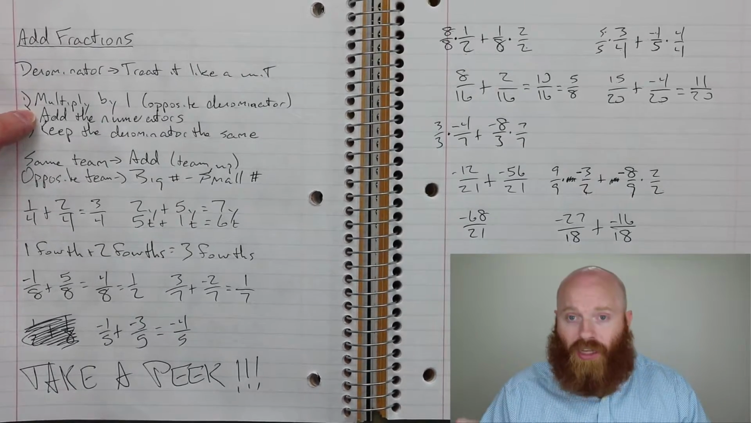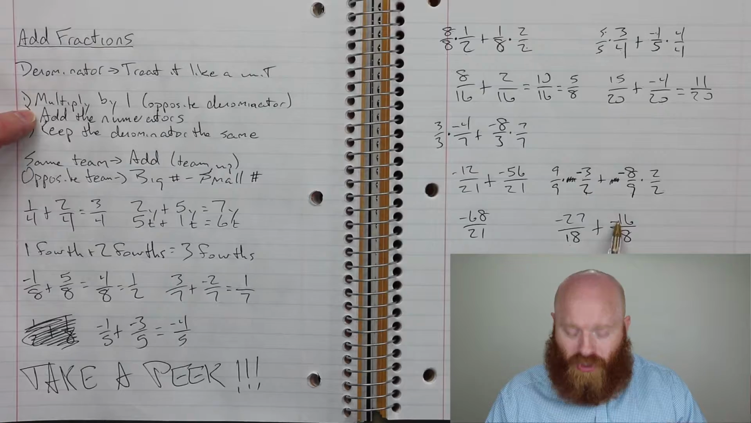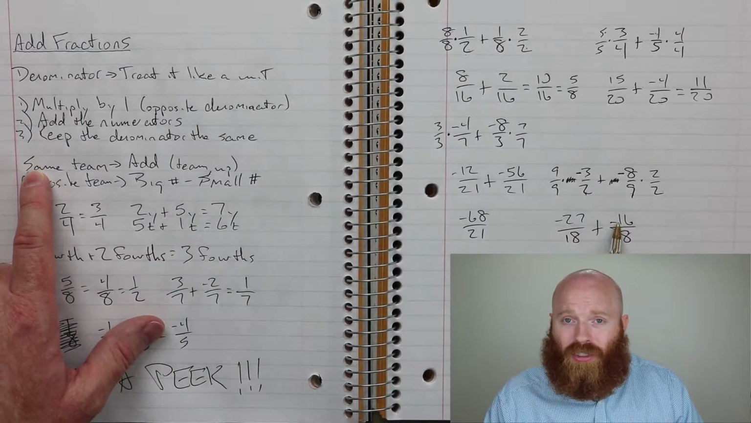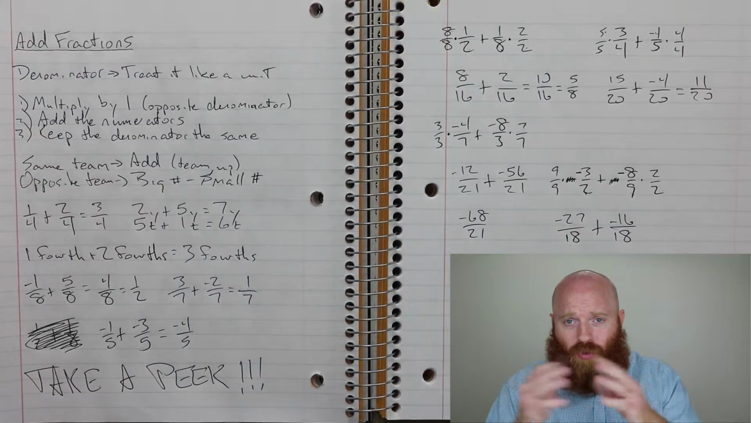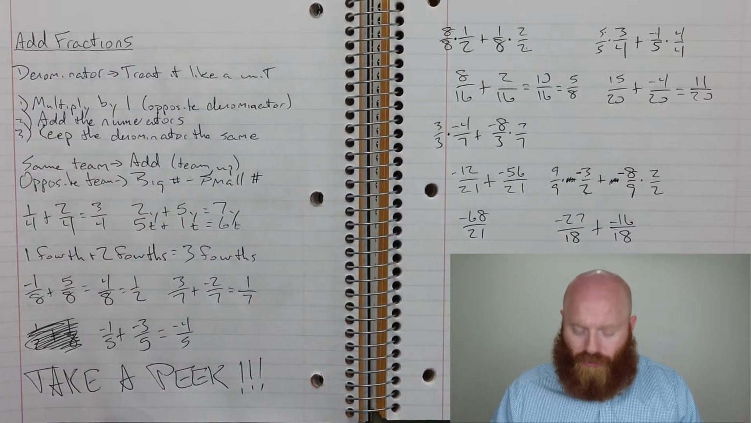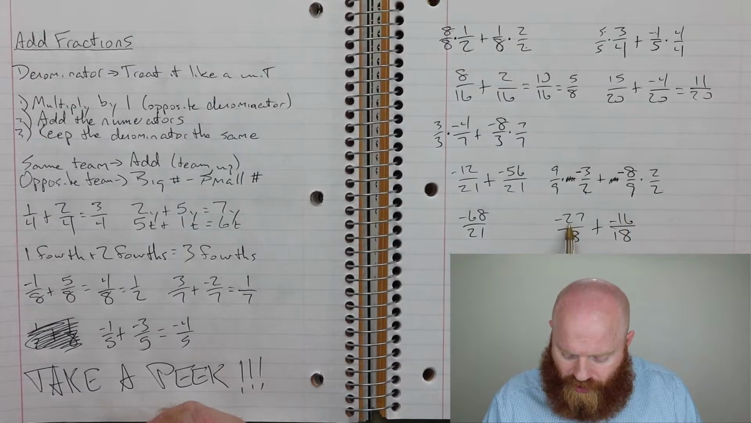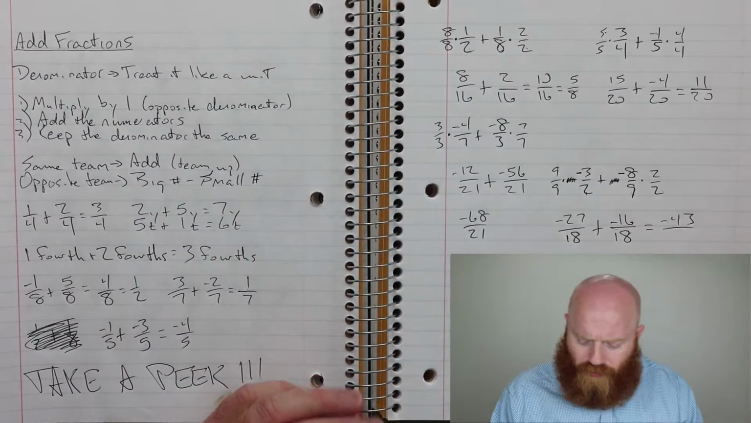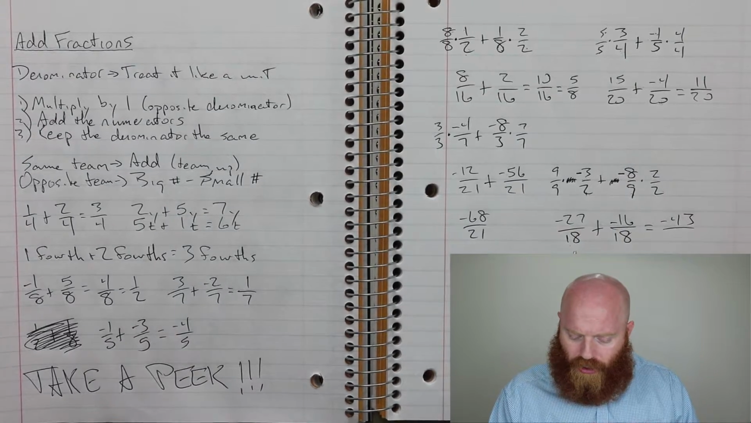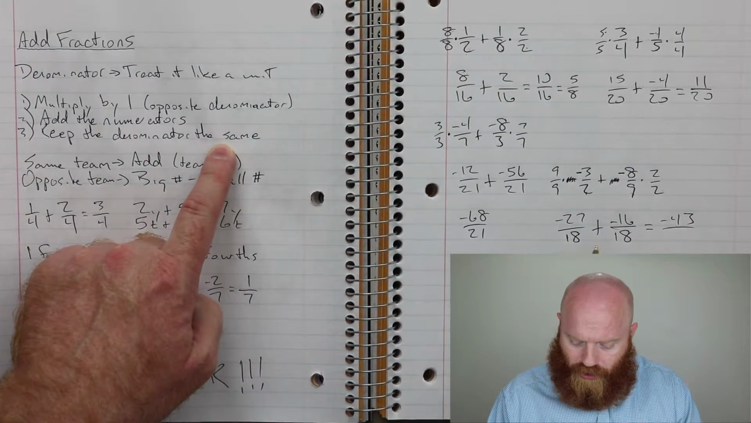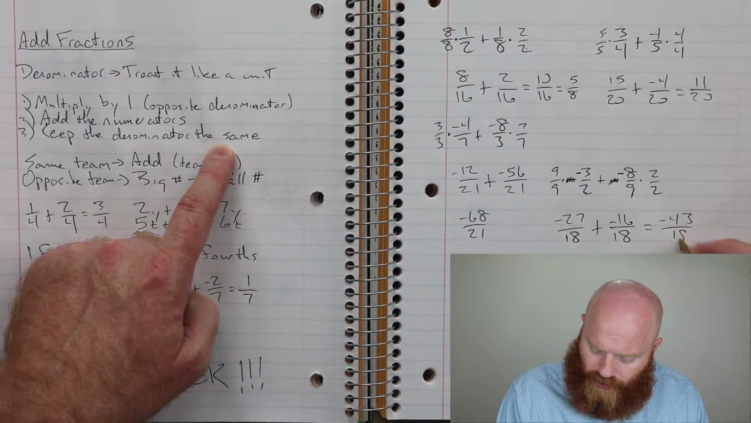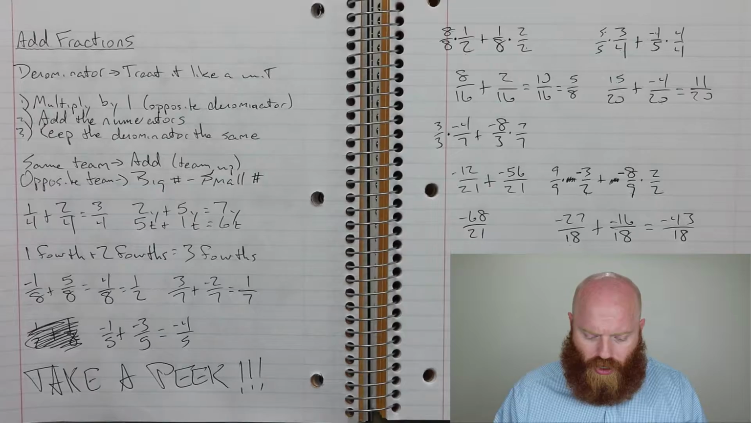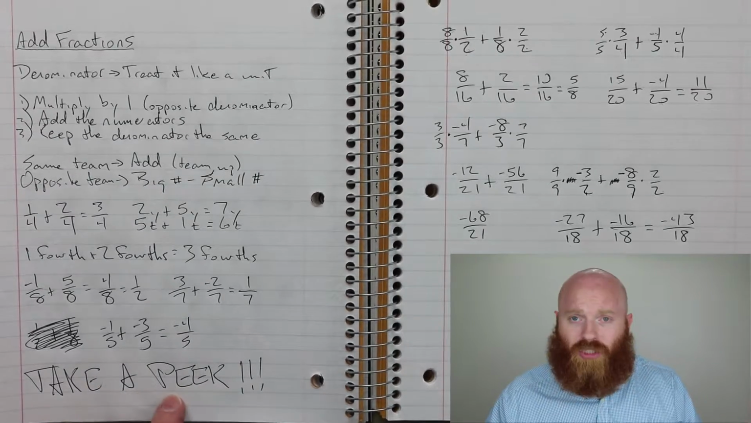Now I go to step 2 and add the numerators. Negative 27 plus negative 16. They're on the same team. That's bad guys plus bad guys, so bad guys plus bad guys will give me more bad guys. You add those numbers together. 27 plus 16, that's 43, I think, and bad guys. So negative 43, and then the last step, keep the denominator the same, 18, 18, 18. So negative 43 18ths. When you just follow these steps, that's what you get.